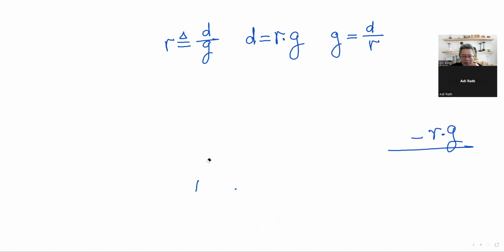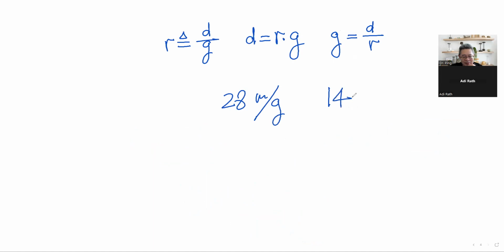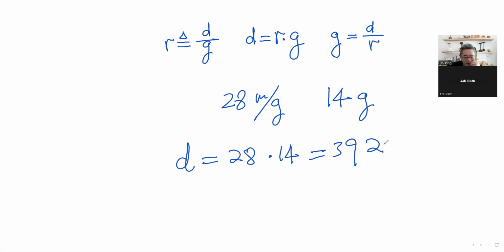If we say our car is actually 28 miles per gallon, then we have, say, 14 gallons in our tank. Then the distance we can go is the distance equals 28, which is the rate, times 14. So what's 28 times 14? 28 times 14 will give us 392 miles. Yeah, we're good on this one.